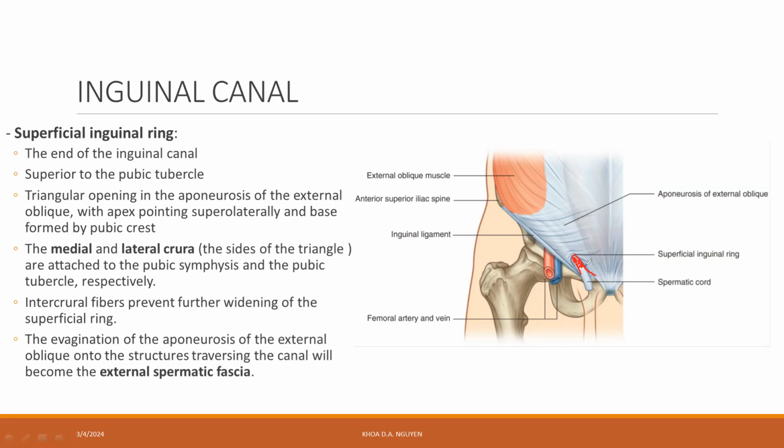Now, the invagination of the aponeurosis of the external oblique onto the structures traversing the canal will become the external spermatic fascia. We will talk a little bit more about that when we talk about the structures that traverse the inguinal canal in the male. All right.